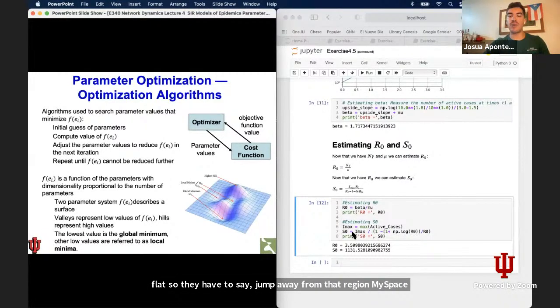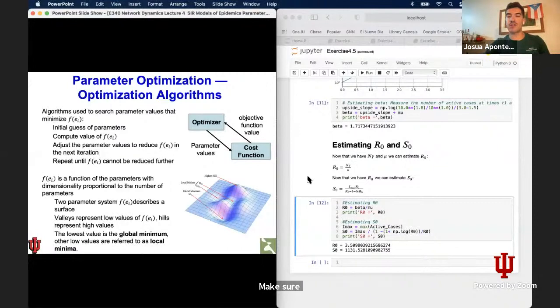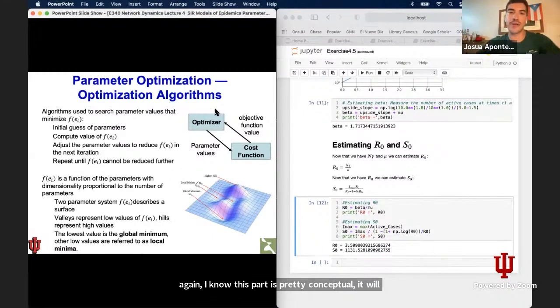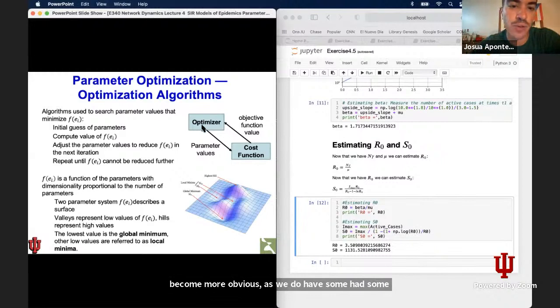Okay, I'm going to relaunch a poll to make sure of that. And again, I know this part is pretty conceptual. It will become more obvious as we do some hands-on exercises. Okay, good. So pretty much everyone's asking me to continue.